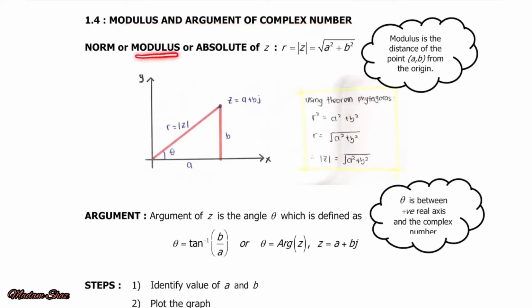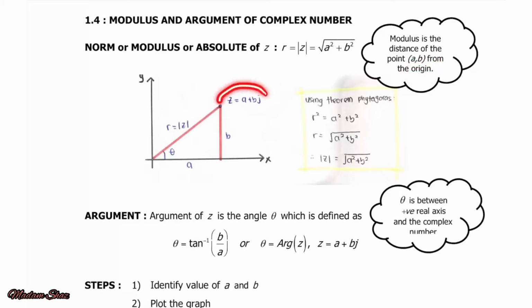So modulus is also known as norm or absolute. Whereby we have z is equal to a plus bj, the modulus, which is the notation, is r equal to modulus of z is equal to the square root of the whole thing, a square plus b square. So modulus is the distance of point AB from the origin.